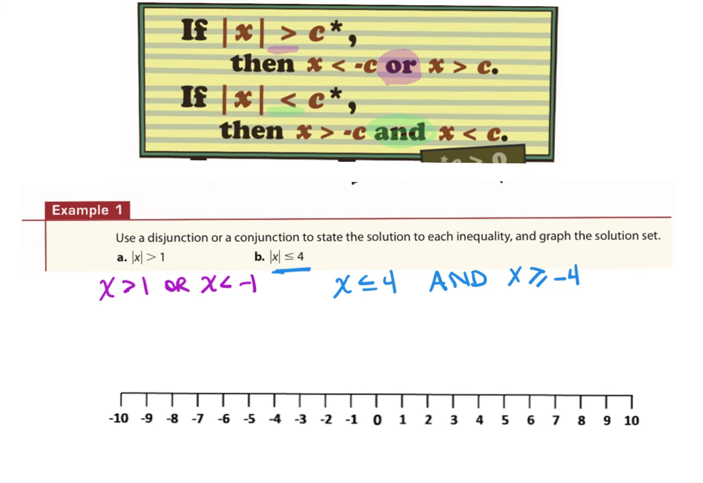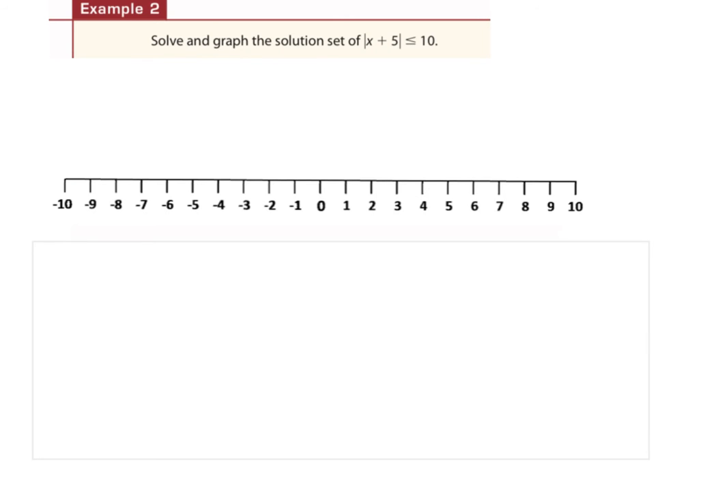Look at example 2. Okay? They want me to solve and graph the absolute value of x plus 5 is less than or equal to 10. So the first thing I need to look at is this less than or equal to. Is that or and? Go back to your notes page if you need to. Less than or equal to, or and. And. So I'm going to do like I did with the equations.